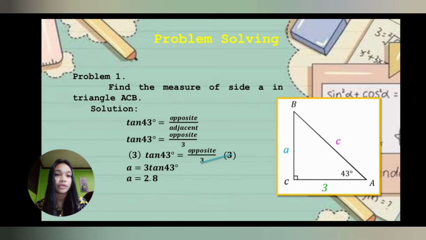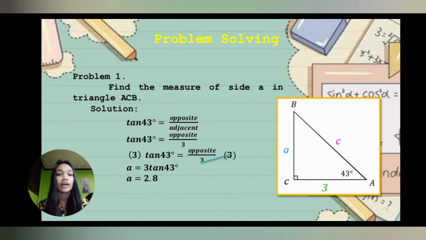So the TOA formula, which is tangent equals opposite divided by adjacent, and the value of our adjacent is 3. So we have the solution here. Tangent 40 degrees equals the opposite side divided by the adjacent. Tangent 40 degrees equals the opposite, which is our A, divided by our adjacent, which is 3. The next step is to multiply both sides by 3 so we can get the value of A.